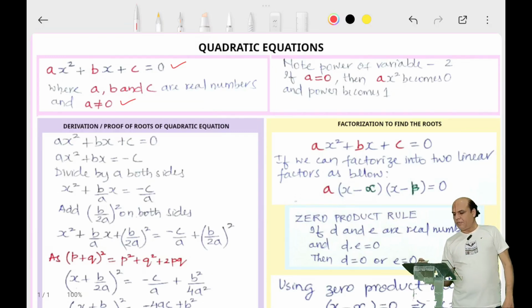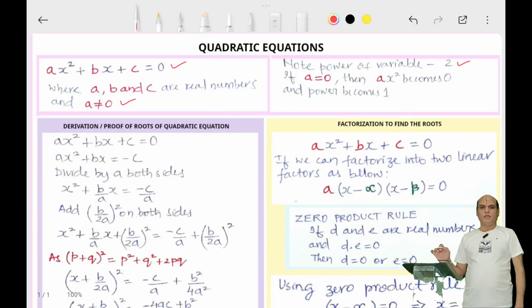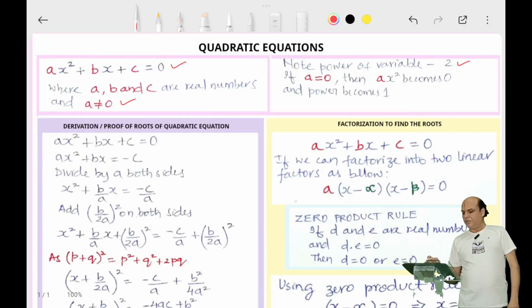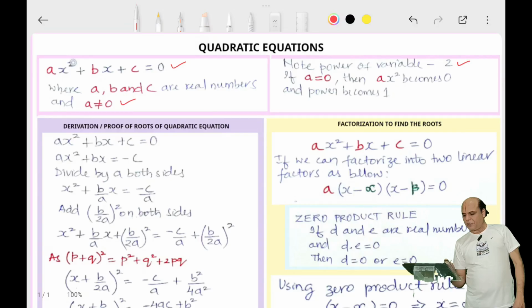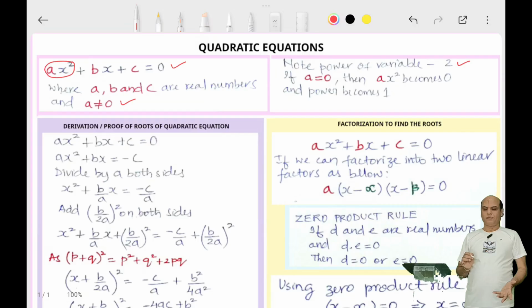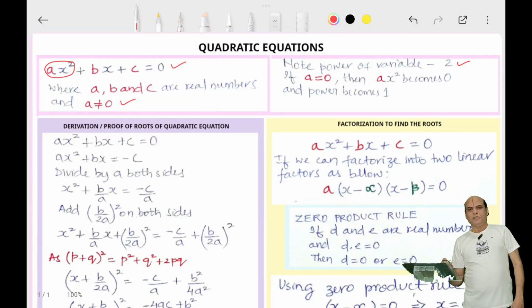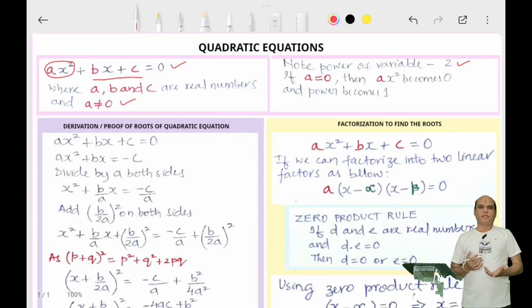If you see, the power of the variable is 2. Only then the equation becomes quadratic. So a quadratic equation will always have power of the variable as 2. So what happens if a is equal to 0? If a is equal to 0, the term ax square would become 0. Then your equation would be reduced to bx plus c, and it is no more a quadratic equation.